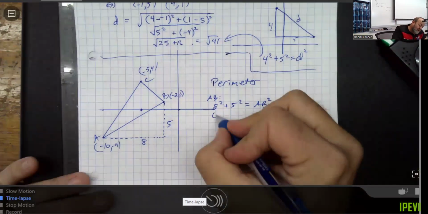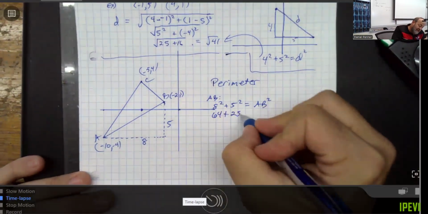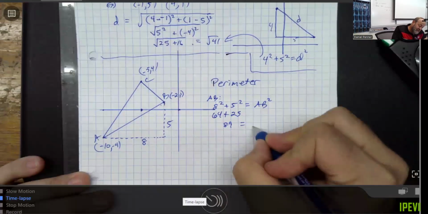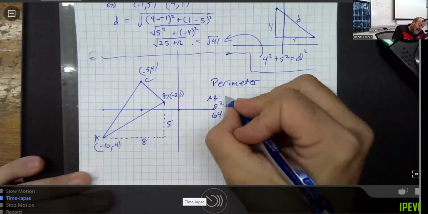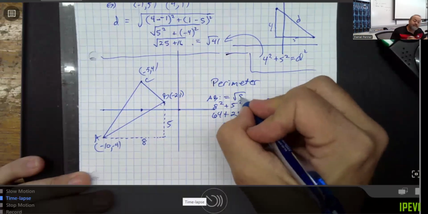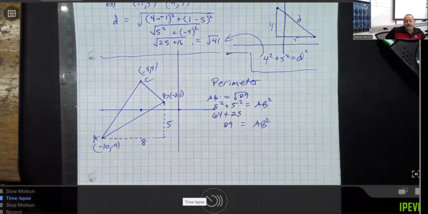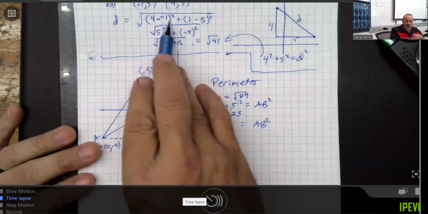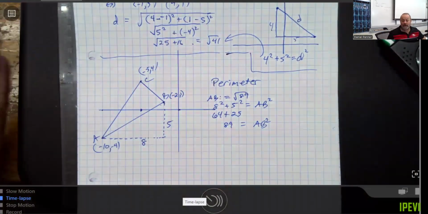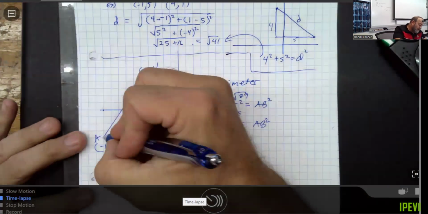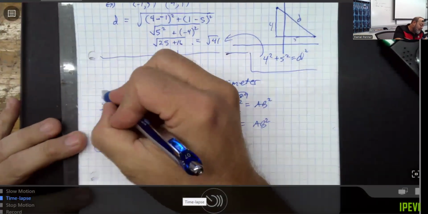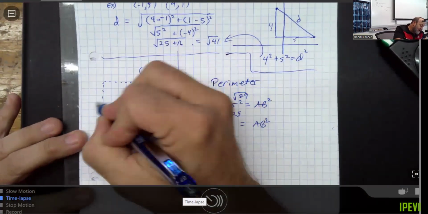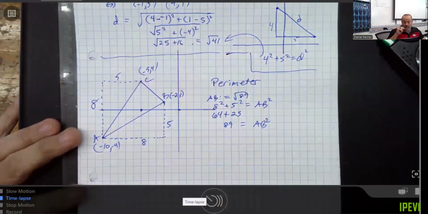So I got 64 and 25, which of course is 89. So that makes the distance from A to B the square root of 89. I find that easier than this formula that we're seeing right here, but it's a matter of preference. Now, similarly, when I want to find A to C, I'm going to do the same thing, but something kind of cool happened in this problem.